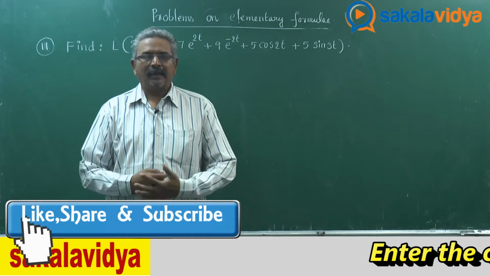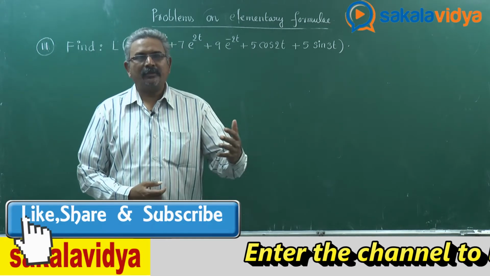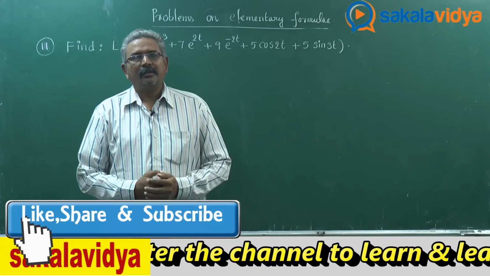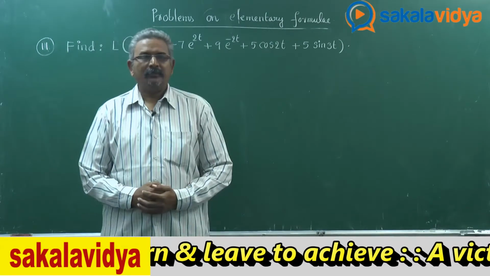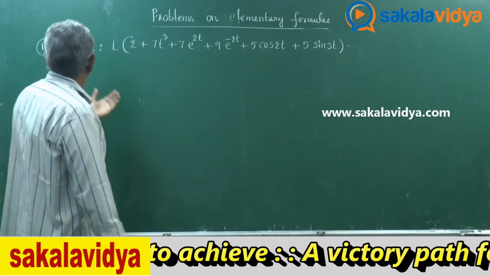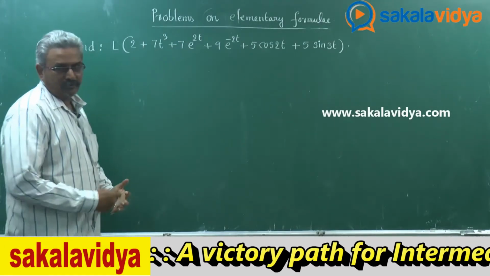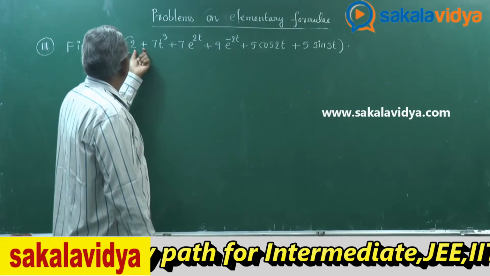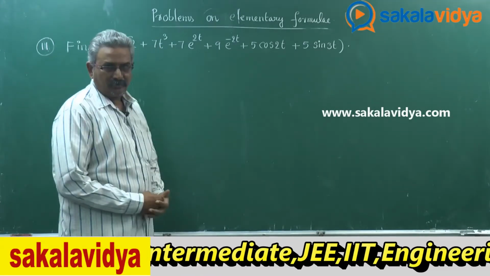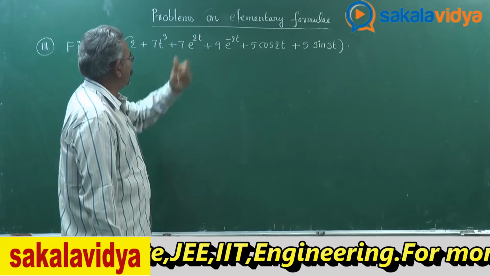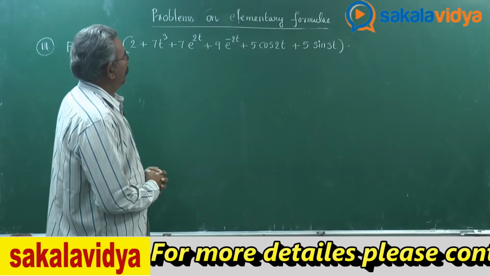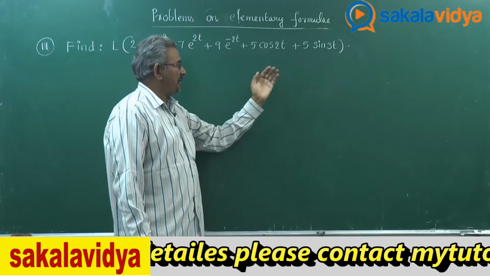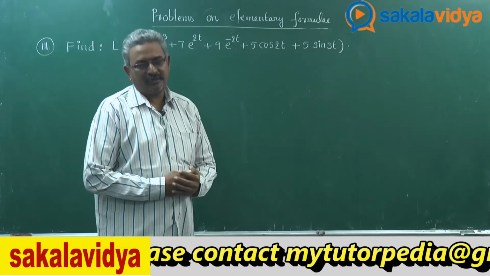One more problem on the Laplace transforms based on elementary functions. If you see the problem on the board: find the Laplace transform of 2 plus 7t cube plus 7 times e power 2t plus 9 times e power minus 2t plus 5 times cos 2t plus 5 times sin 3t.